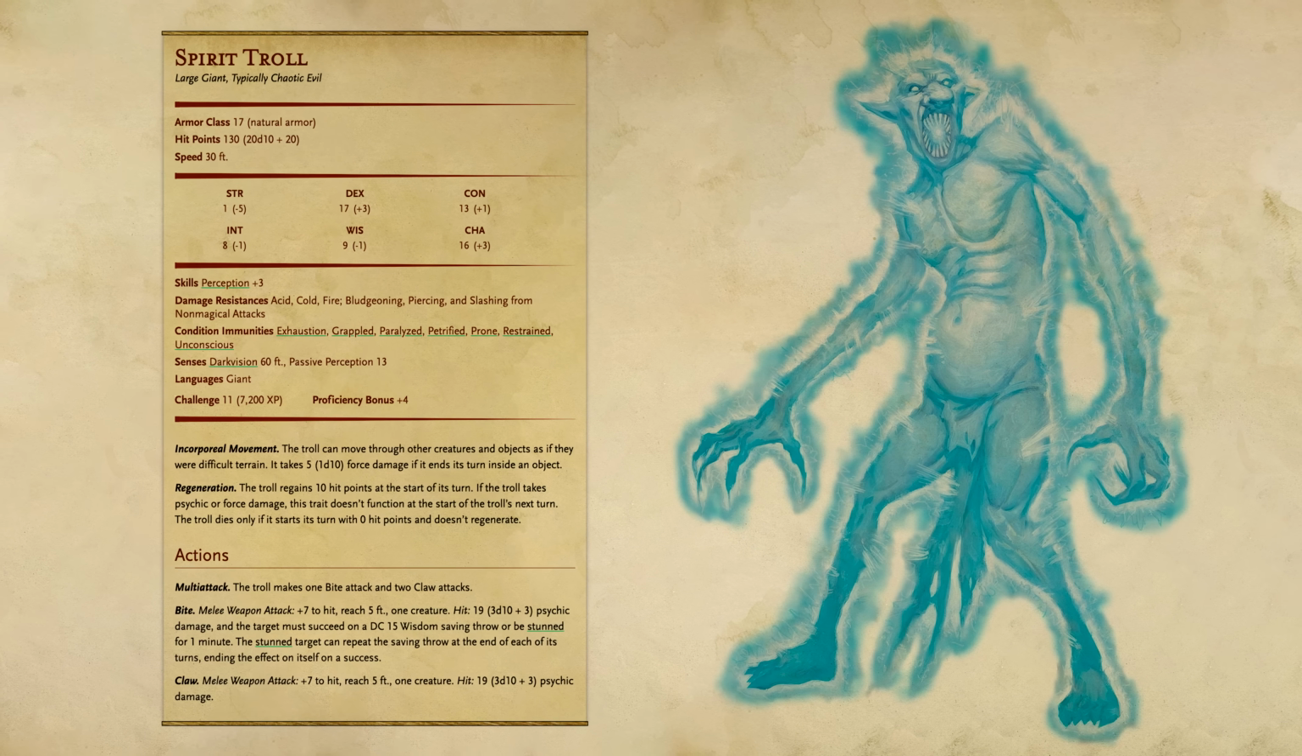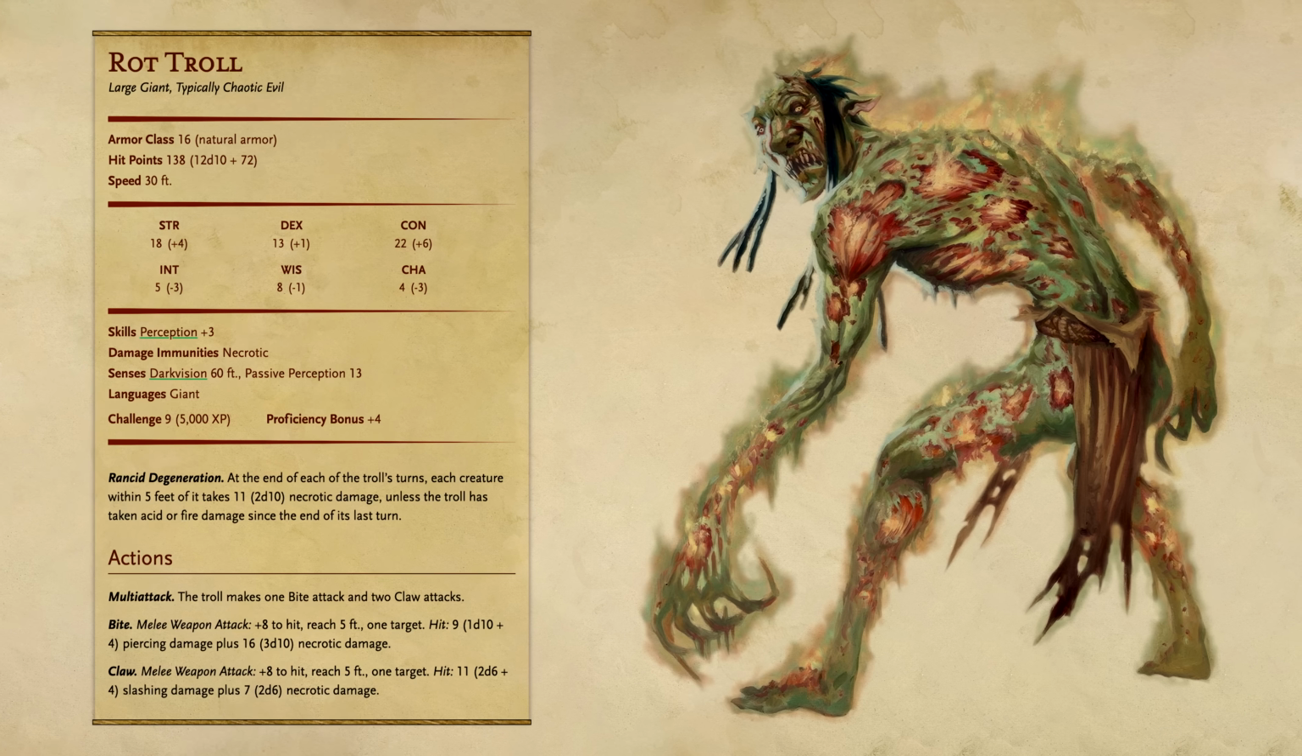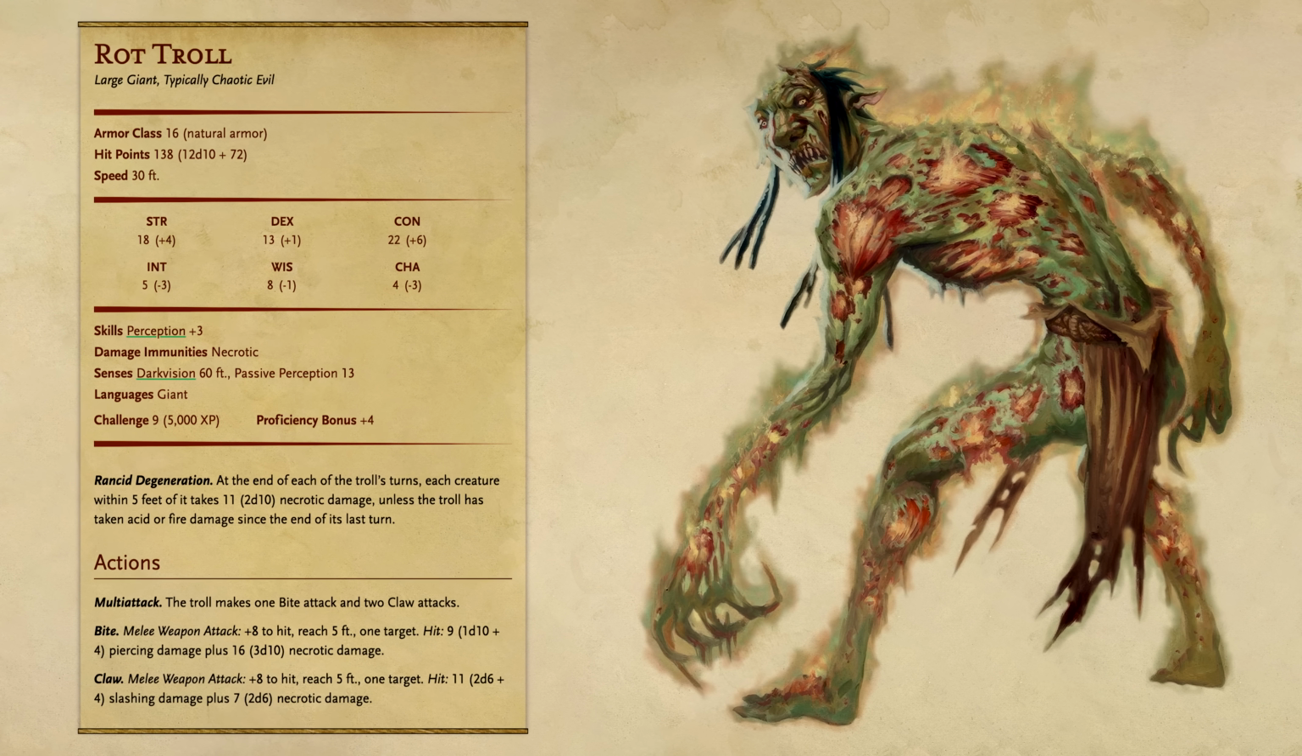You could also add more flair to this side quest by choosing a different troll stat block. Does a spirit troll haunt the bridge? Or is a rot troll spreading decay to local farms and villages? Do the multiple heads of a dire troll constantly argue while trying to reason with the party?